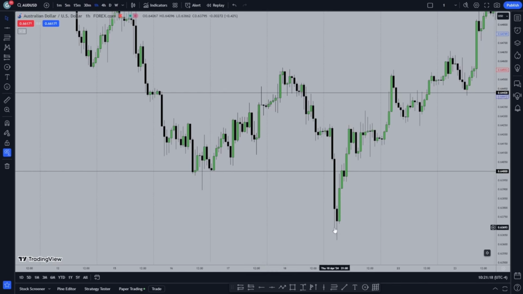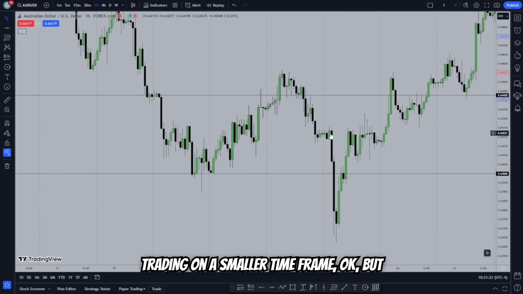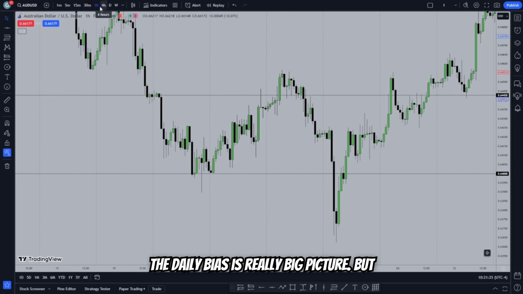Okay, you can still get a loss, because what will happen is you are trading on a smaller time frame, okay, but the daily bias is really the big picture. But if you trade it on a smaller time frame, it will be a loss.